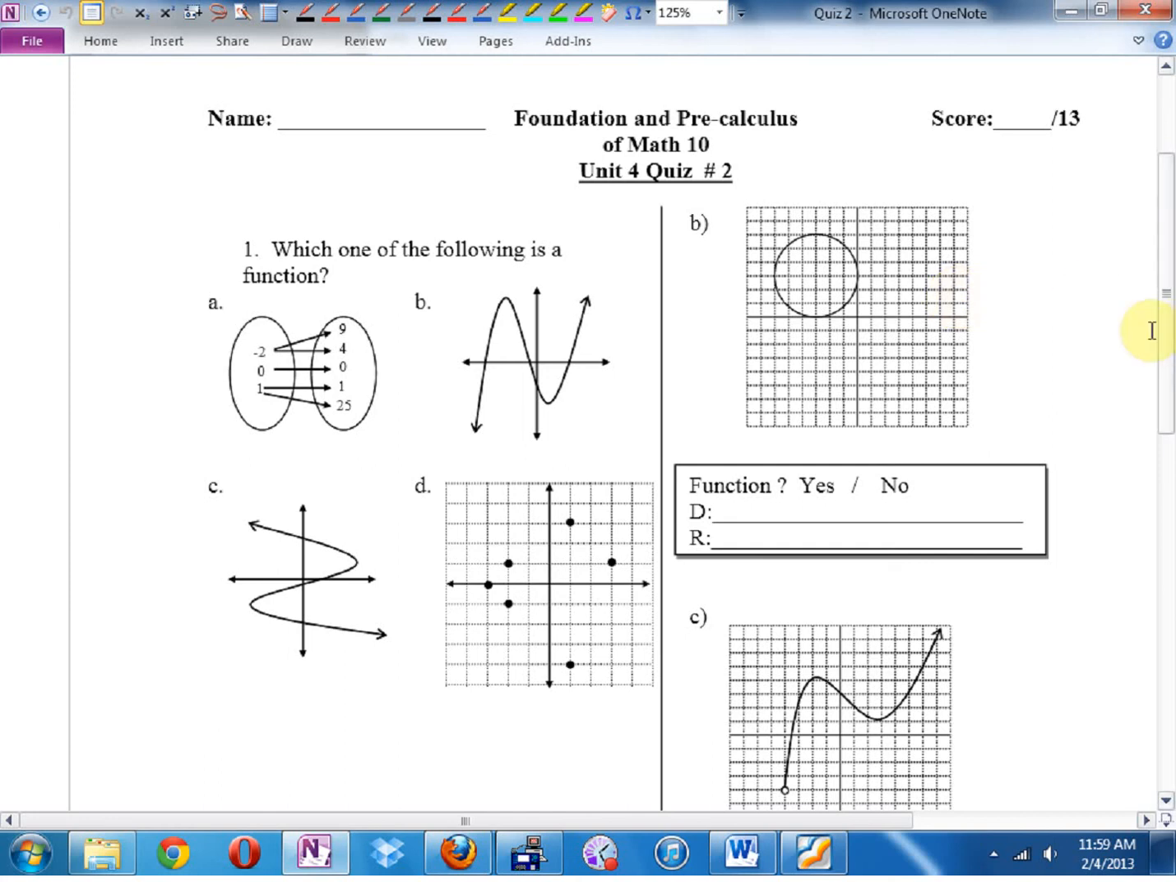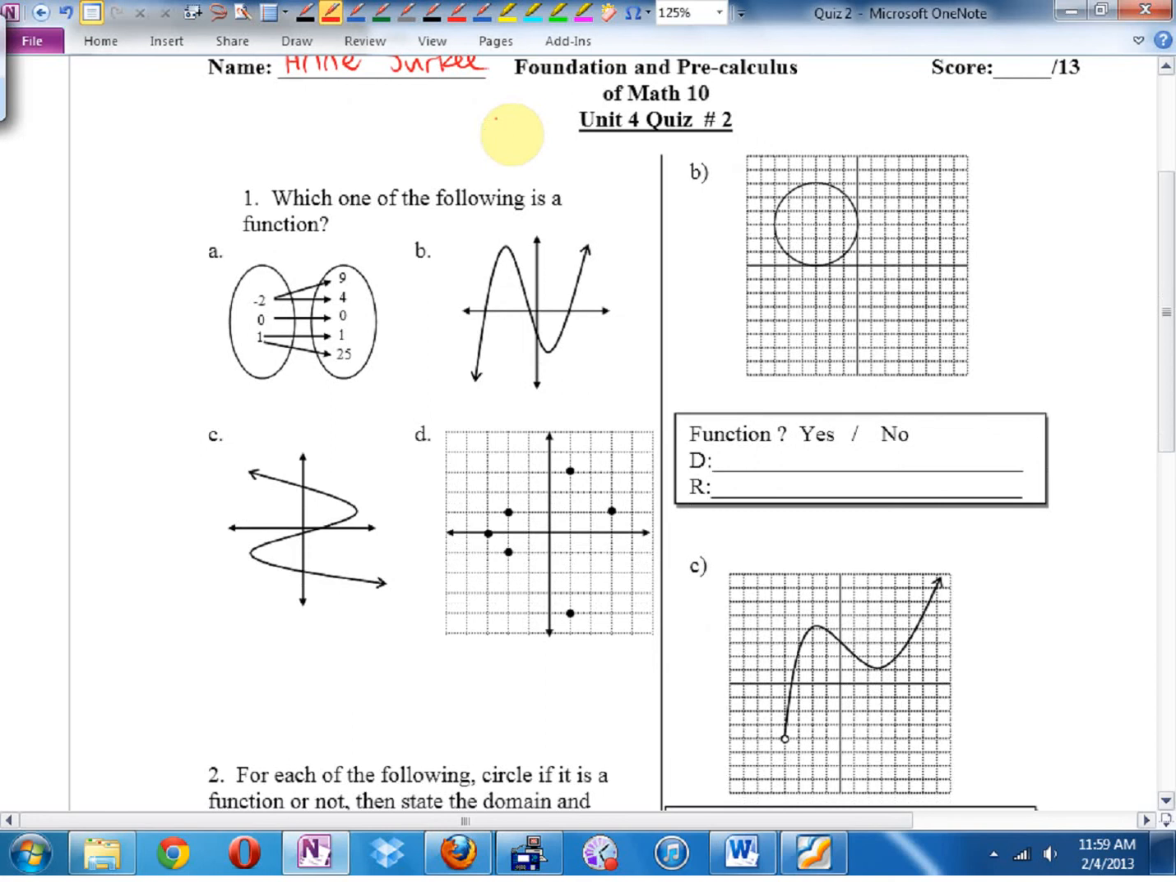Got it out? Marking the take-home quiz. Mark your own. Quiz number 2. Here we go. It's a really short quiz. Which of the following is a function?